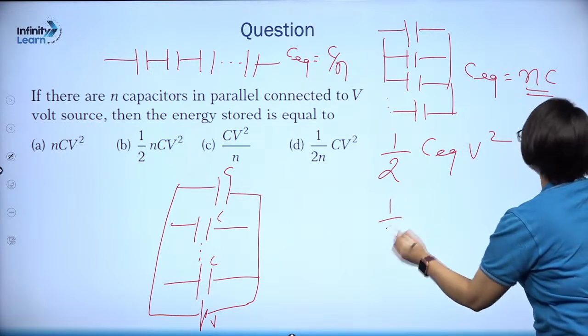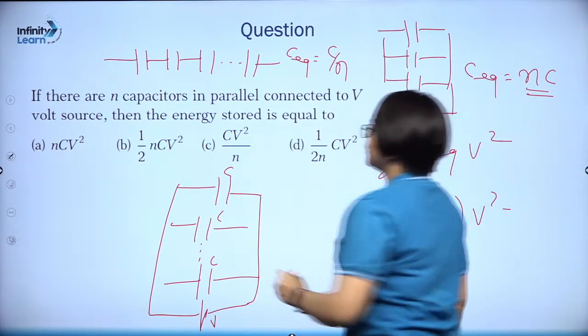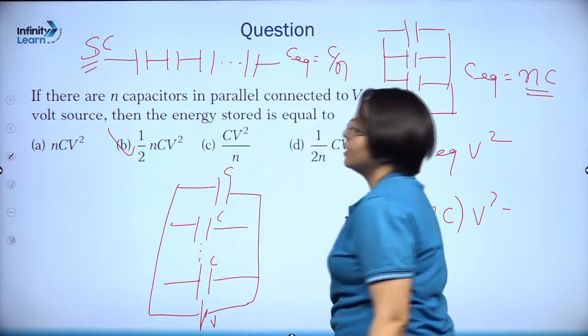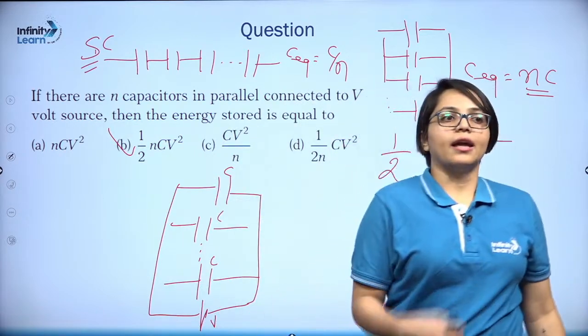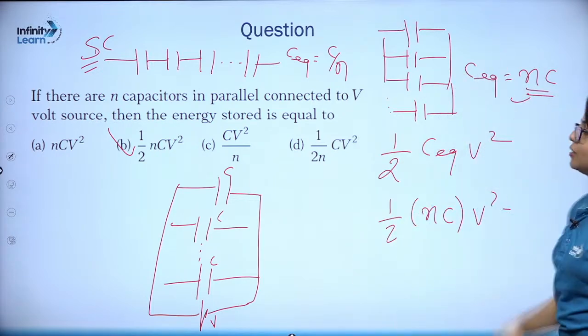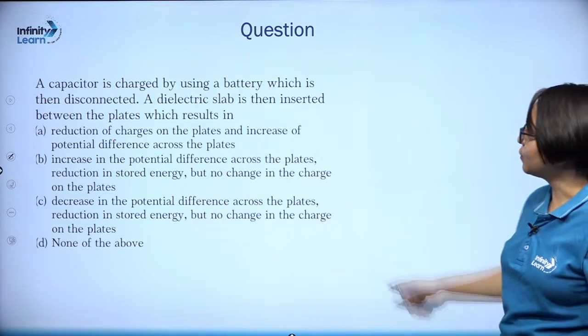So it is half into n into C into V square, which is option B. Note it down beta. This is a shortcut for you. N capacitors in series, equal value, C equivalent will be C upon N. N capacitors in parallel, then C equivalent will be N into C. Okay? Come on, well done guys. Try this one.